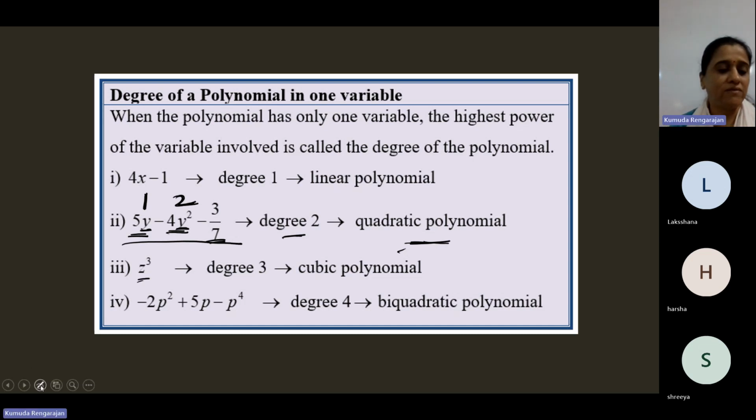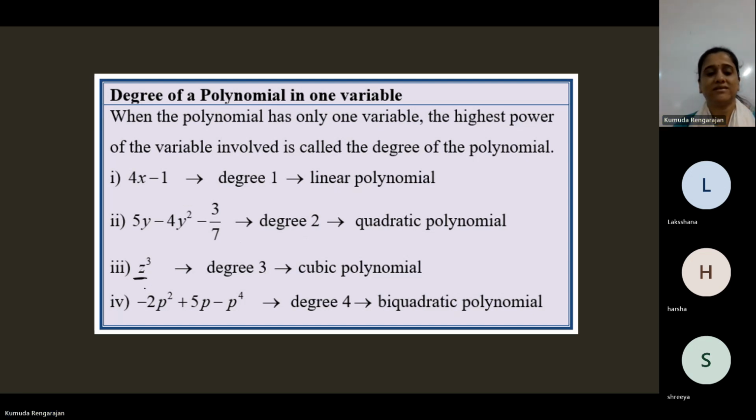And in this example, z to the power 3 is a polynomial. See, there's only one term. It's a polynomial. Why is it a polynomial? Because the power of z is a whole number. Z is the variable, and the power of z is 3, which is a whole number. So it's a polynomial. There's only one term. The power is 3, so the highest power is 3. And if the highest power is 3, the degree is 3. And if the degree is 3, the polynomial is called a cubic polynomial.